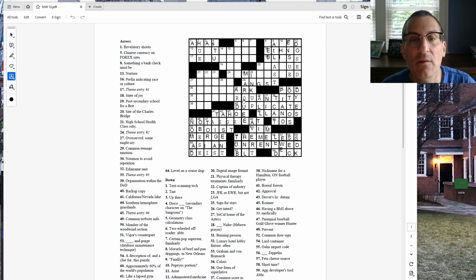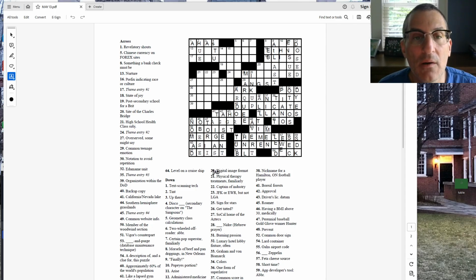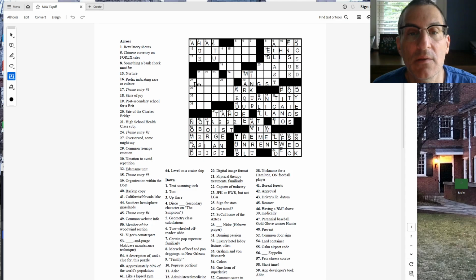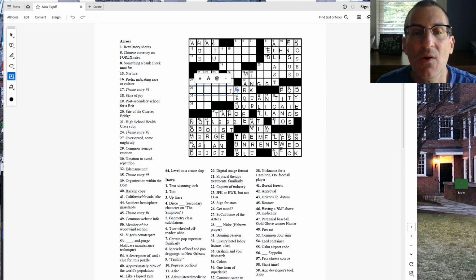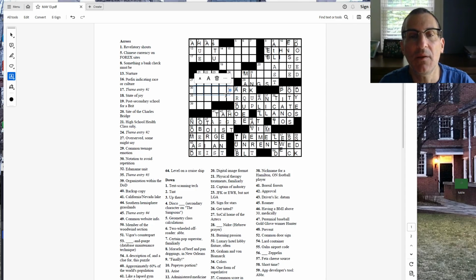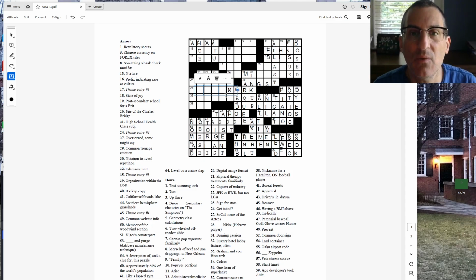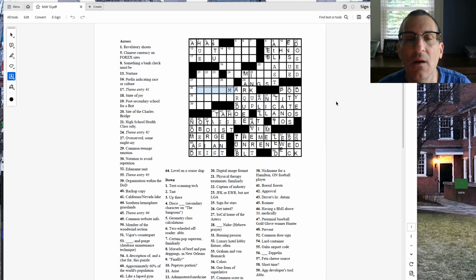So let's see if we can figure it out. Something quantity. There's no clue, obviously, nor for 24. Alright, we'll keep working on these crosswords then. Let's try 27 across. Overserve, some might say. Well, we know what it means. 30, notation to avoid repetition. It's a mark, but what kind of mark would that be? To avoid repetition. Maybe when we're putting 3, it's an ellipsis?